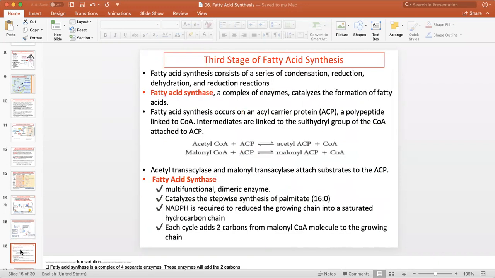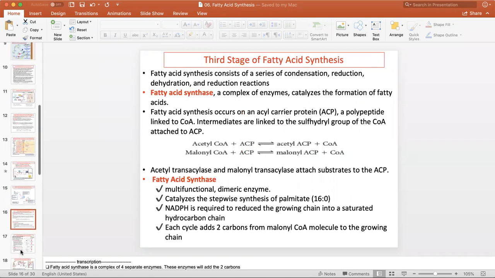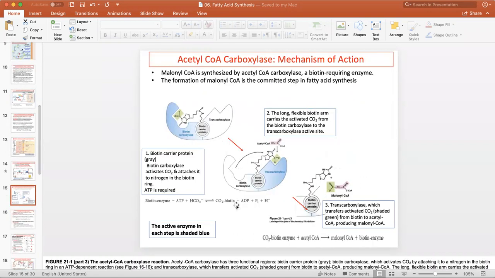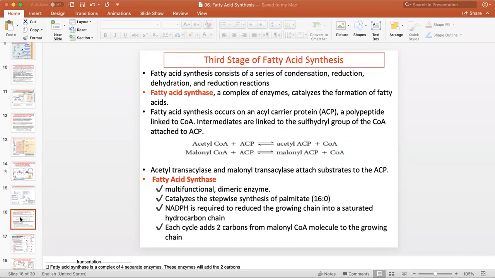Let's move on. Okay, again. So this was our second step, right? So we are done with the second step. Now let's move on to the third stage of fatty acid synthesis, which we said is carried out by fatty acid synthase. What are we doing? We are taking acetyl-CoA, taking the malonyl-CoA, mixing them in such a way and adding the carbons in such a way that we will end up with a 16-carbon molecule, okay? So fatty acid synthesis consists of a series of condensation, reduction, dehydration, and reduction reactions. We'll see what we mean by this.